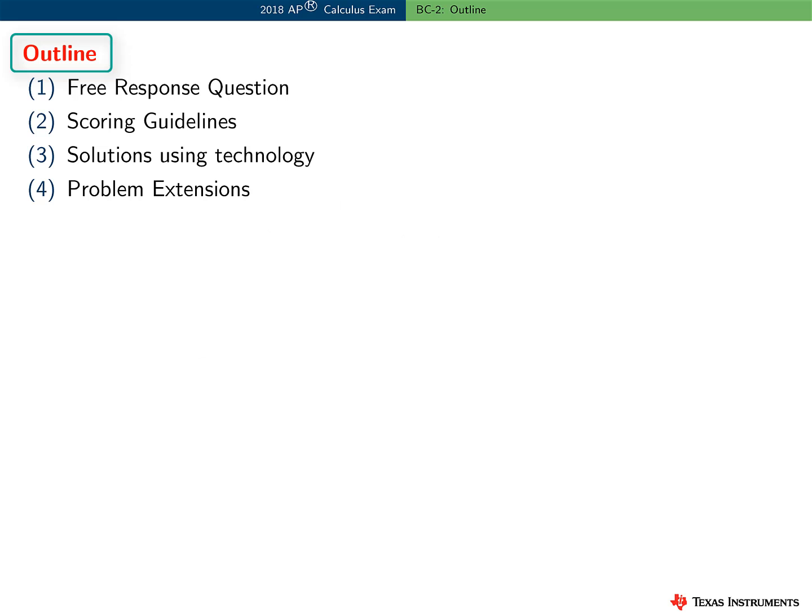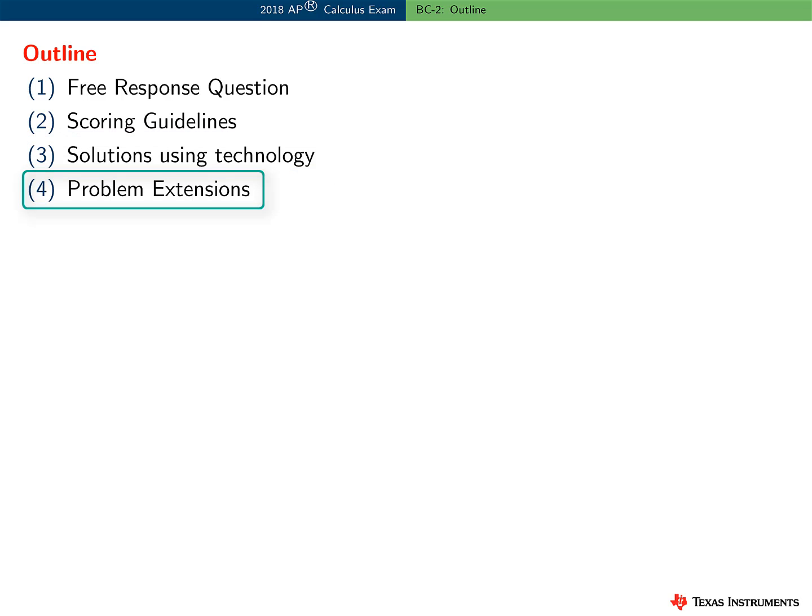Here's an outline of the information presented in this video. I'll start by reviewing the free response question, and then the scoring guidelines used at the AP Calculus reading. I'll highlight the solutions presented in these guidelines, not how the points were awarded. This question was calculator active, so I'll show you how to use technology to explore and answer parts of this question, and to confirm solutions, where appropriate.